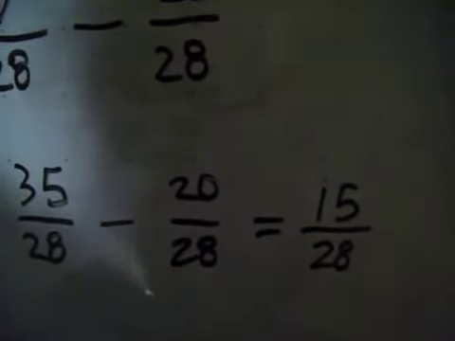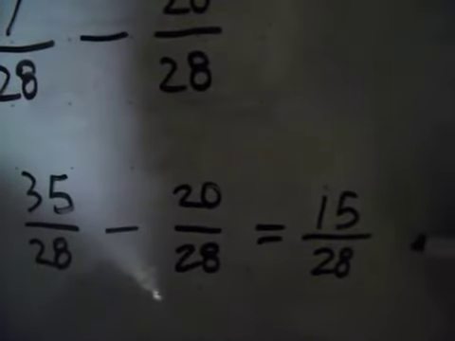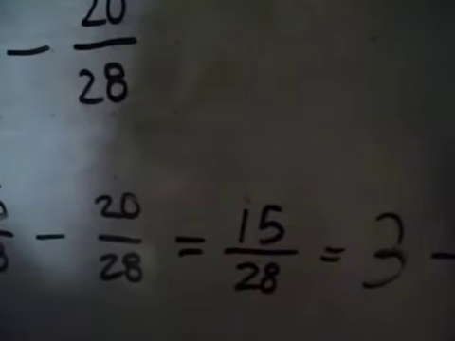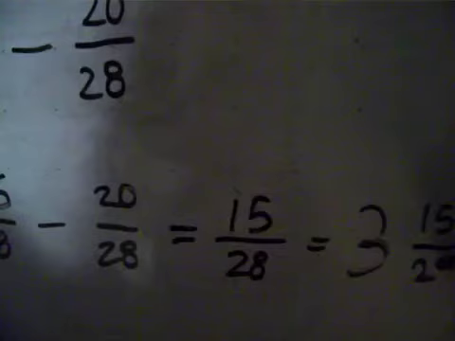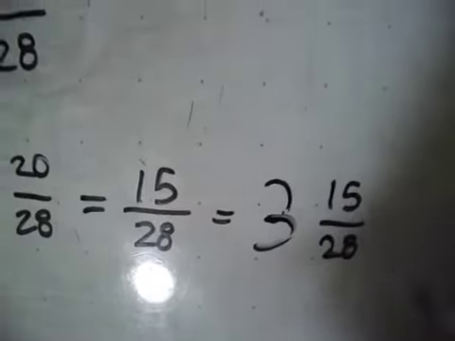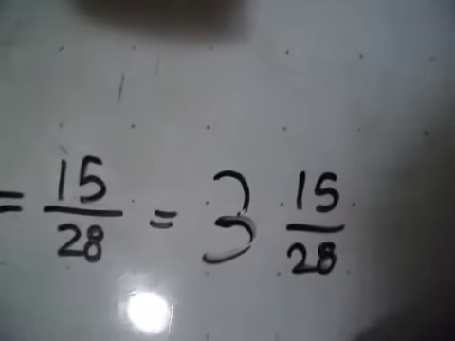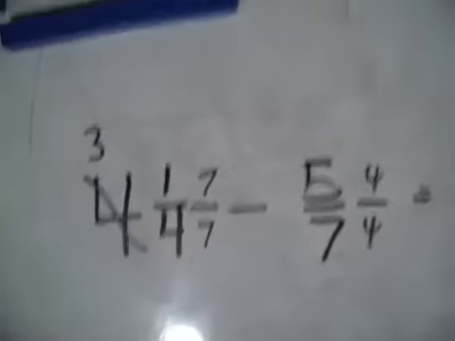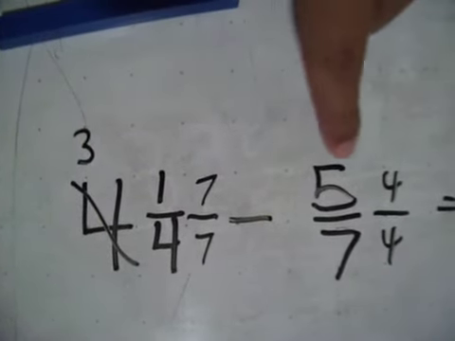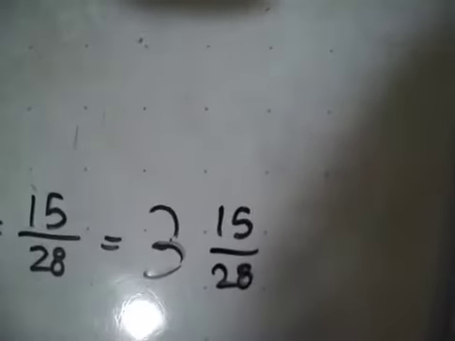Can you do anything to 15/28? No. Leave the same. Oh. Well, it was 3. Okay, good. There you go. Yeah, that's it. There's nothing you can do with that. Good job. So we wind up taking 4 and a quarter minus 5/7 is 3 and 15/28.